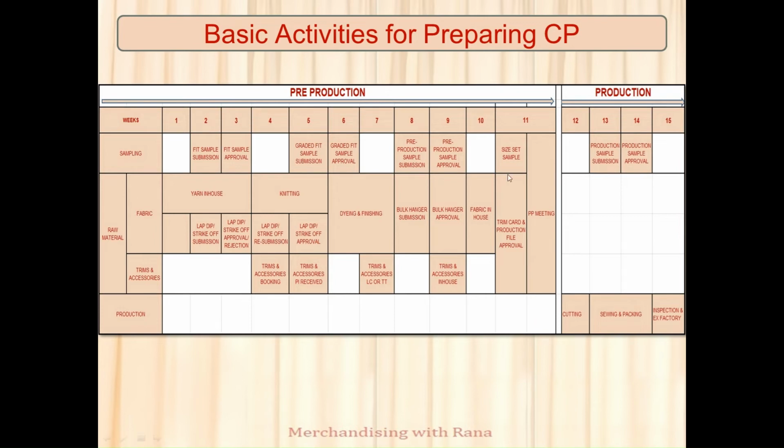When your sample is approved and all materials are in-house, including fabric, then you need to submit the trim card or production file to your buyer. Then your buyer will approve it, and your factory will make the size set. Once the size set, trim card and production file are approved, then the PV meeting will be conducted by your GPQ or your production team and your buyer QC. The merchandiser may stay in this PV meeting or not. Once the PV meeting is done, then cutting will be started. After that, sewing and packing will be started.